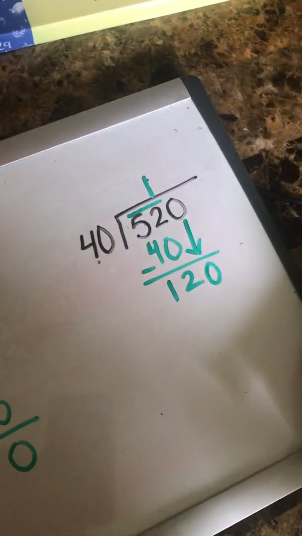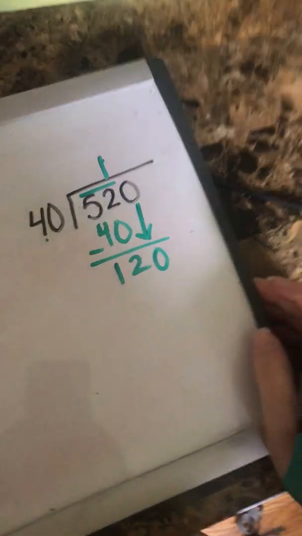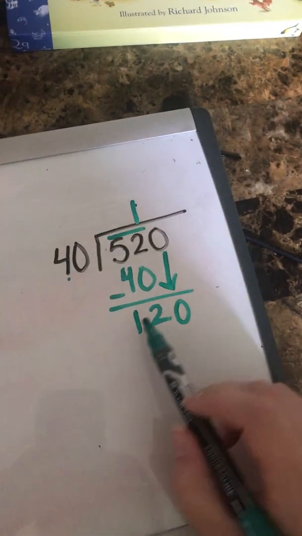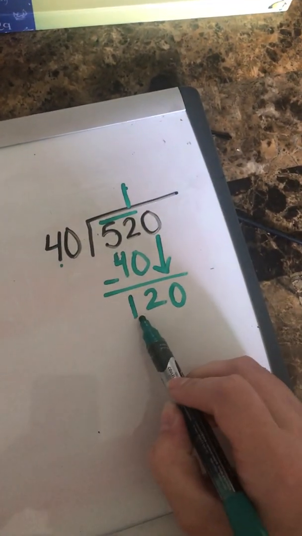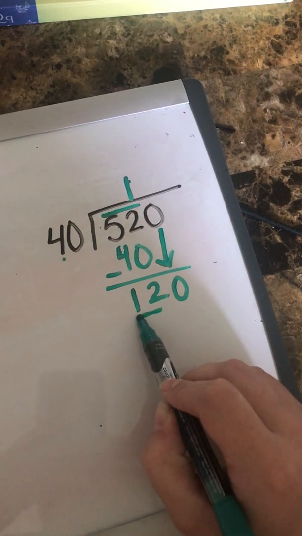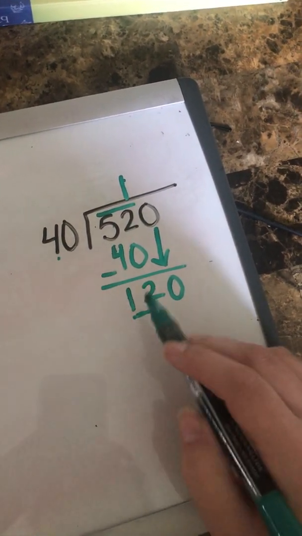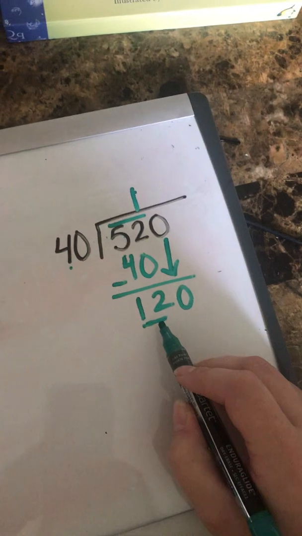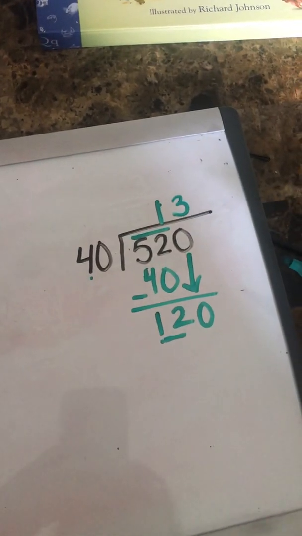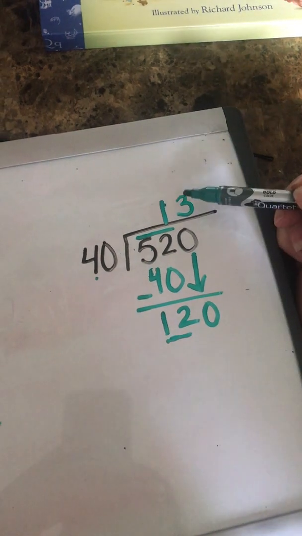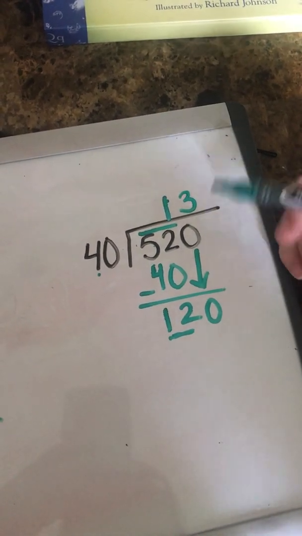Okay, so now it looks a little different, because now we have 3 numbers, and obviously 4 can't go into 1. So you're going to look at the first 2 numbers over here. How many times can 4 go into 12? Well, it can go in 3 times. So you put your 3 above your 0 because that's what you brought down.